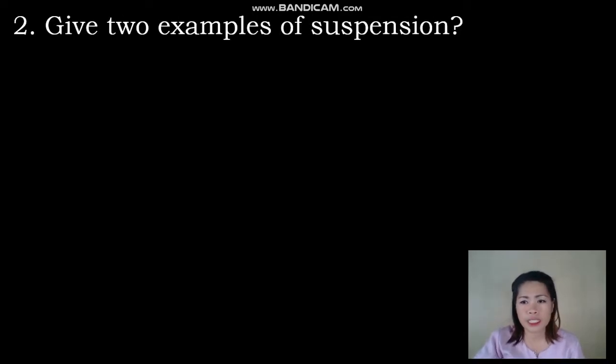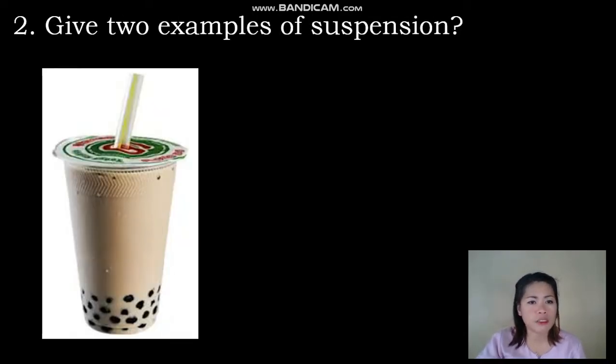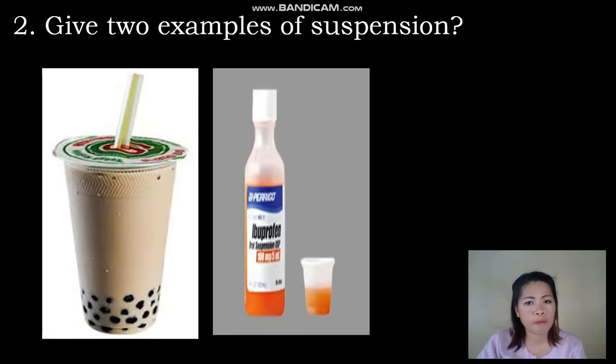What are examples of suspensions? You have heard of milk tea, and also medicine. If you observe, most of our antibiotics are suspensions, wherein the powder suspends or settles down at the bottom of the bottle. And in this milk tea, as you observe, the black pearl or the sago is at the bottom of the glass.